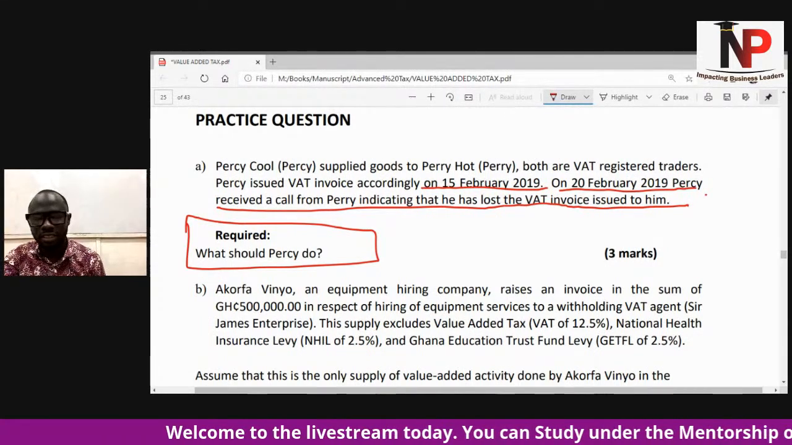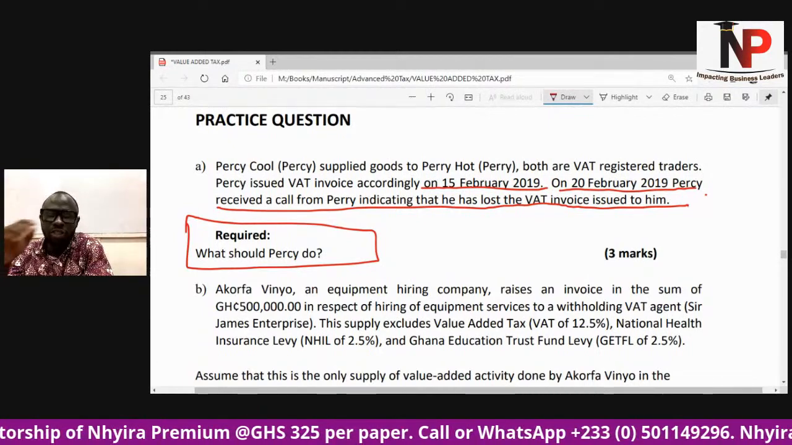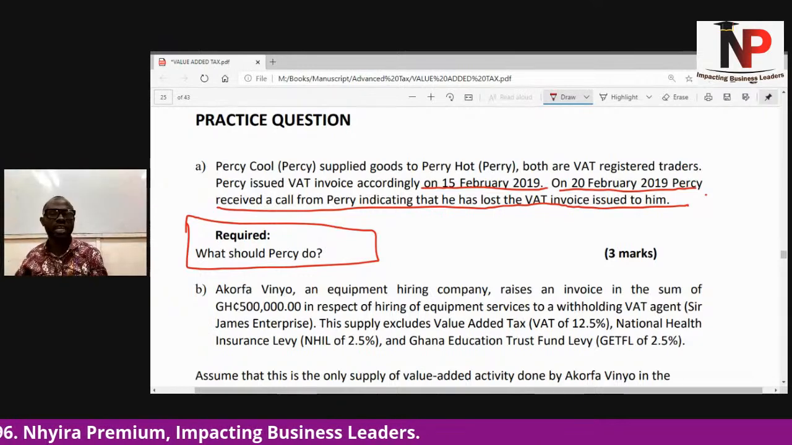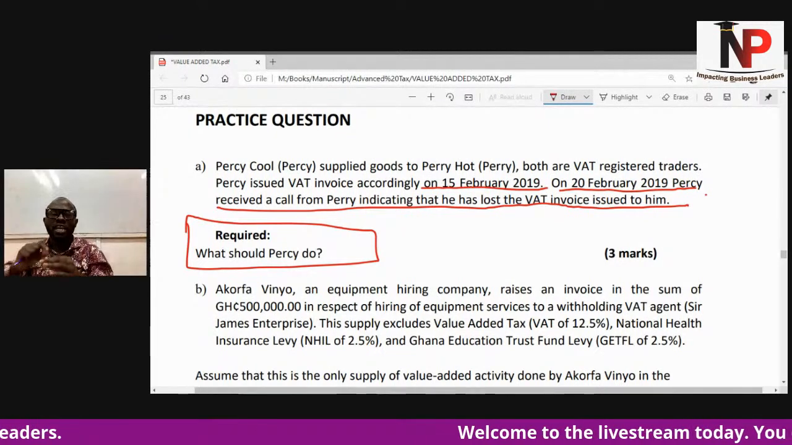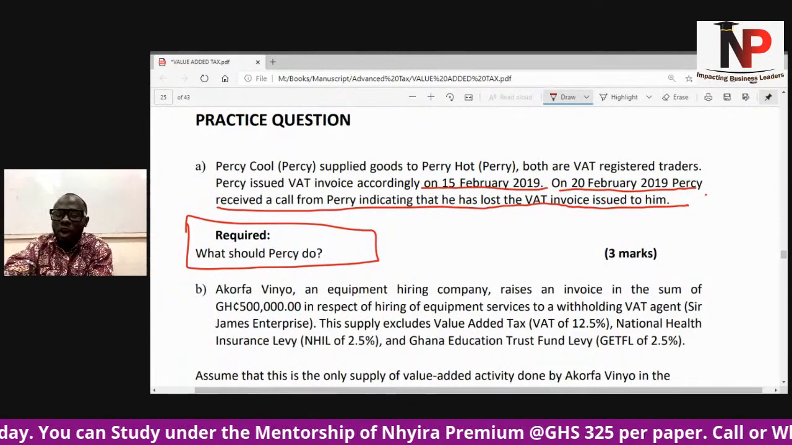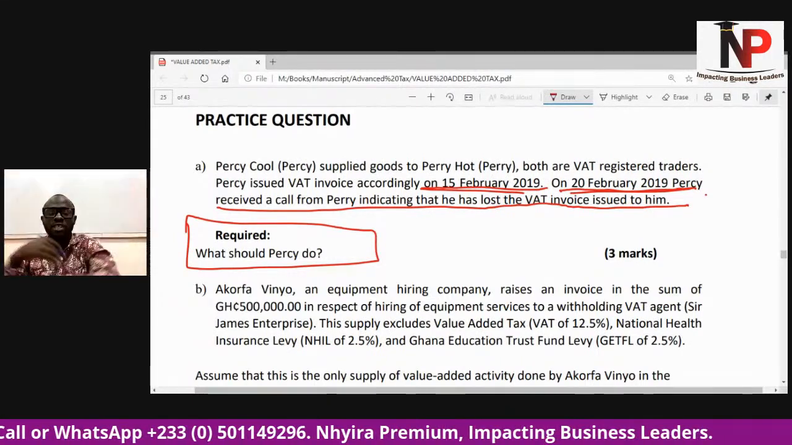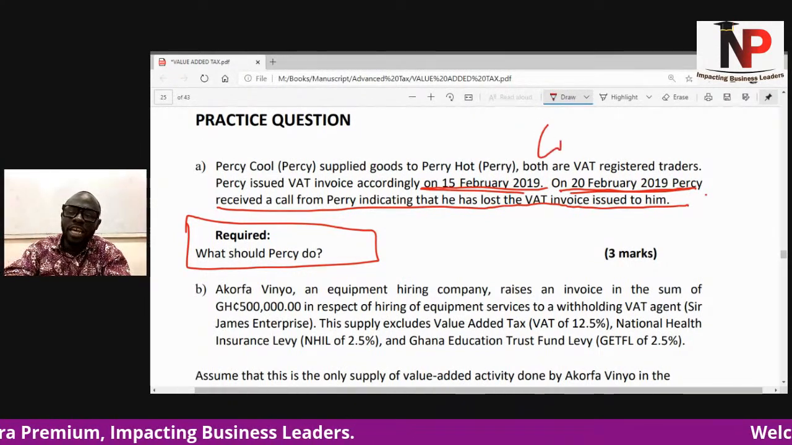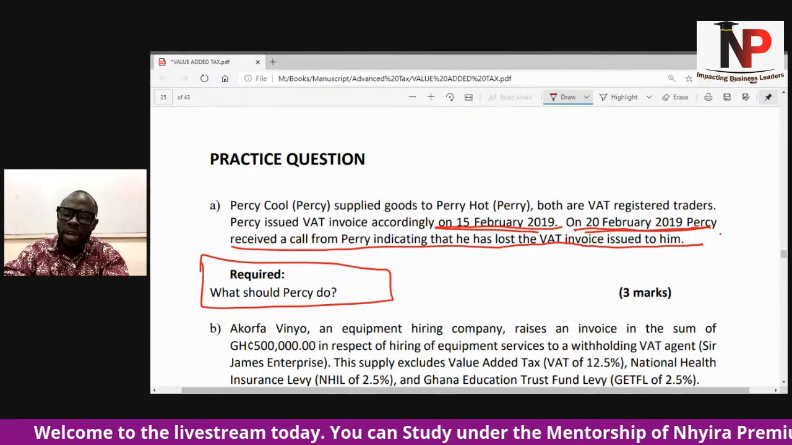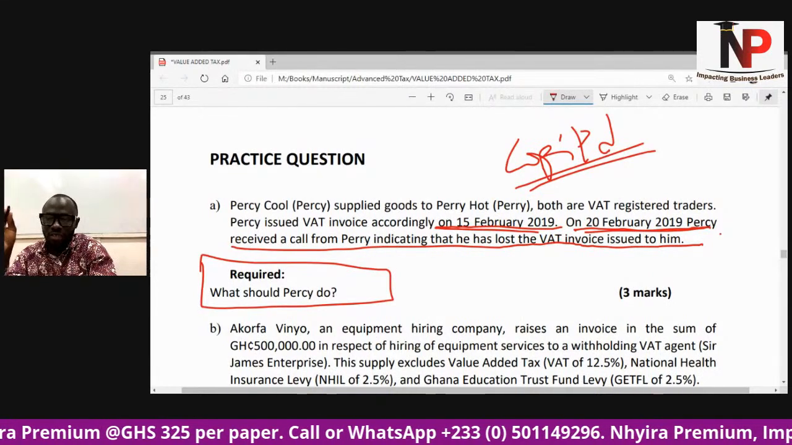Now, the VAT law says that when an entity issues a VAT invoice, if within 30 days the customer to whom the VAT invoice was issued comes back to say that he has misplaced the VAT invoice, then we can issue another VAT invoice indicating on it that this is a copied VAT invoice. So in this case, what should Percy do? Because they issued the invoice on the 15th and just on the 20th, Perry is coming and saying that he has misplaced it. Percy will just issue another VAT invoice to him, only that it will be indicated on it that it is a copy. And that is very, very important. It will be indicated on it that this is a copied one, because we've already issued a VAT invoice to you in relation to that.